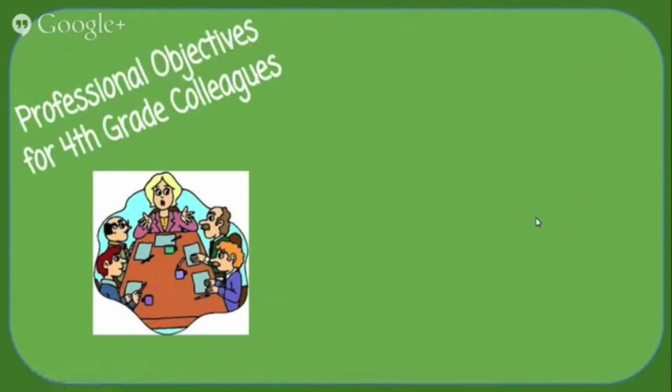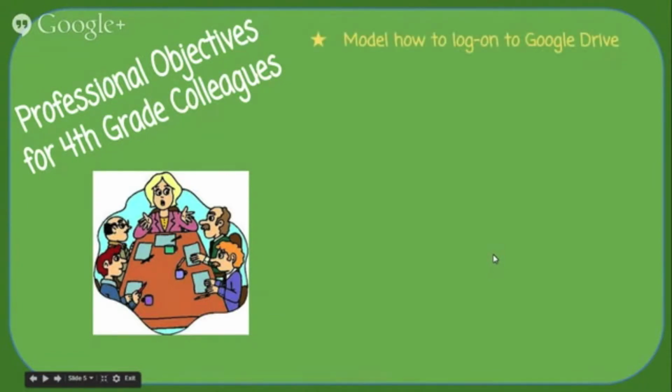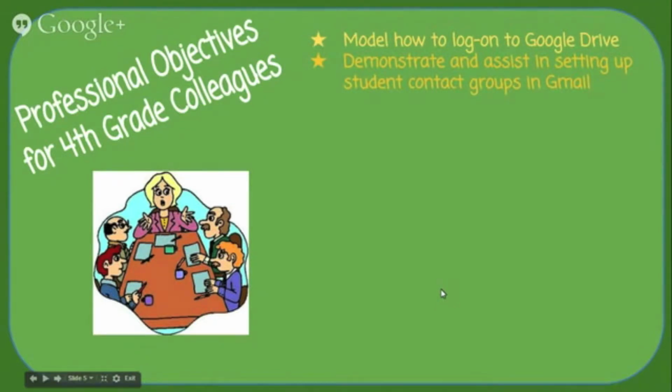For the professional objectives for my 4th grade colleagues, I chose to focus on just working with my 4th grade colleagues as opposed to my entire faculty. So the first thing I did with them was I modeled how to log on to Google Drive, which they were not aware that they had. So that was a positive thing to do with them. I demonstrated and assisted them in setting up student contact groups in their Gmails as well, so that this way they could dispense and share documents with their students should they choose to.